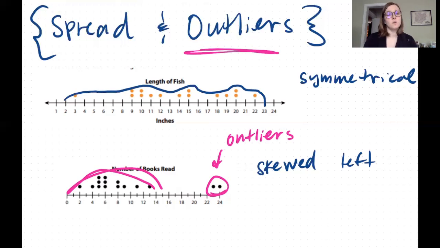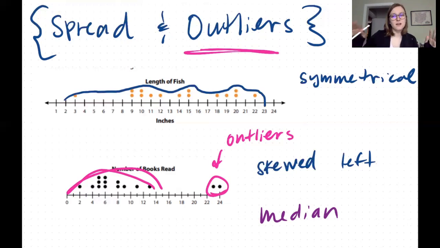Now the issue is when we have an outlier, if I'm trying to find the middle, those outliers can make my middle look a little bit off from where most of the data is. Anytime that we have an outlier, when you're asked to find the measure of center, you're going to want to use the median, because the median for this type of data is going to be more accurate of just kind of getting rid of those outliers. It's going to give you a better idea of where the middle of your data is than the mean.